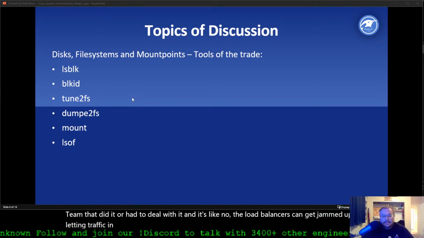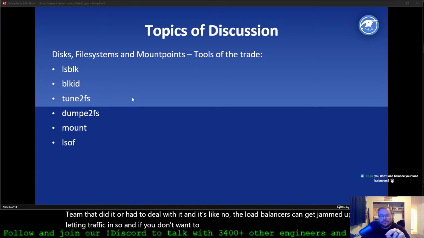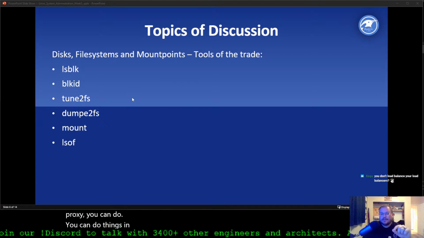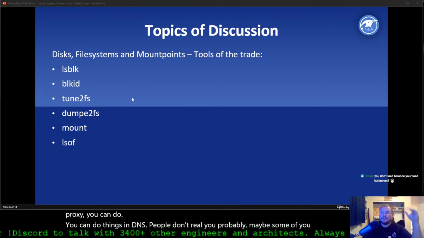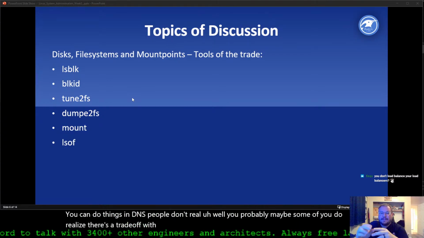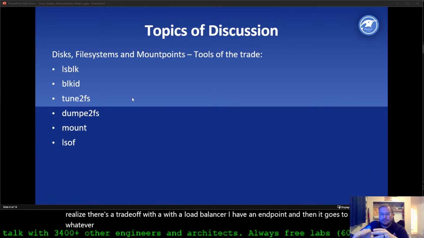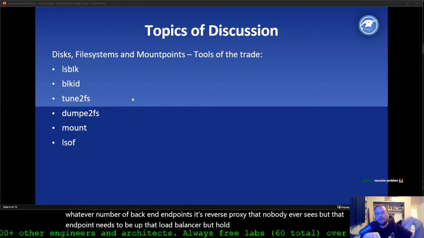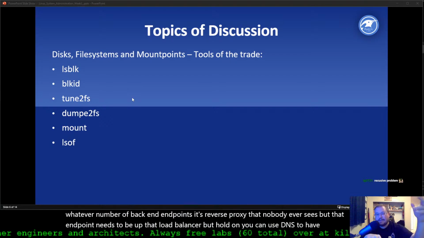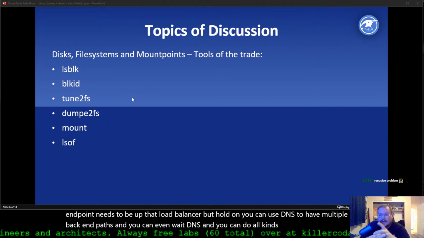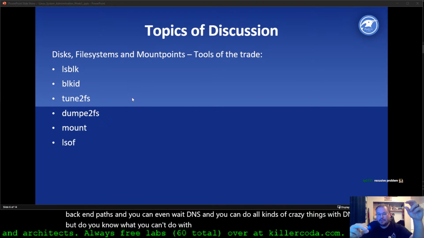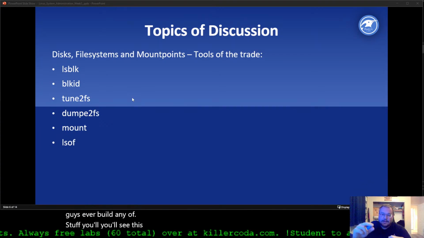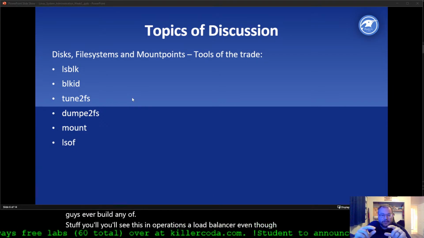And if you don't want to use a load balancer as a reverse proxy, you can do things in DNS. People don't realize, or maybe some of you do, there's a trade-off. With a load balancer, I have an endpoint, and then it goes to whatever number of backend endpoints. It's a reverse proxy that nobody ever sees, but that endpoint needs to be up for that load balancer. But hold on, you can use DNS to have multiple backend paths, and you can even weight DNS, and you can do all kinds of crazy things with DNS. But do you know what you can't do with DNS that you can do with a load balancer? If any of you ever build any of this stuff, you'll see this in operations. A load balancer, even though it's a single point of failure, is also a single point of control.